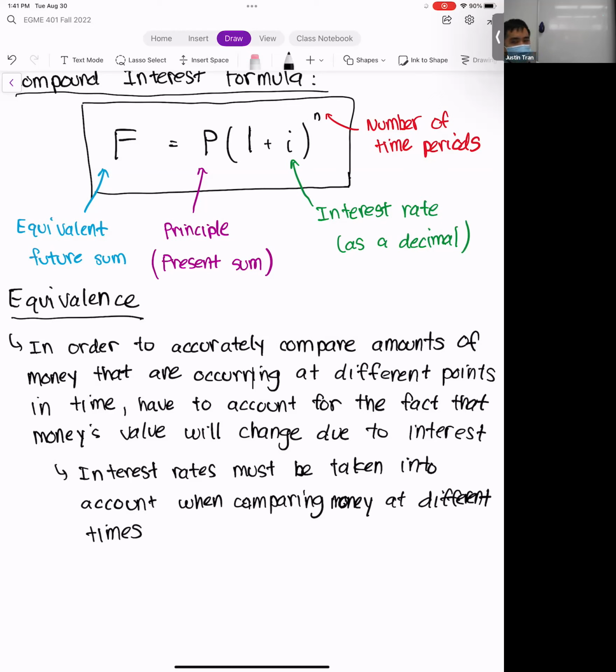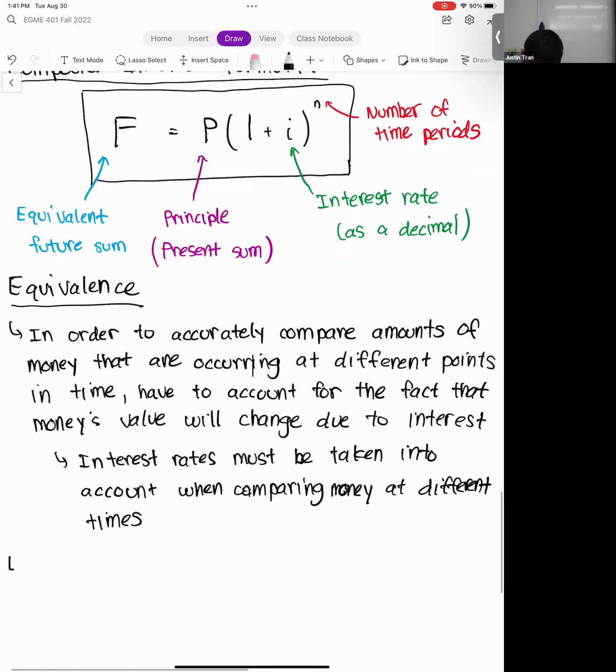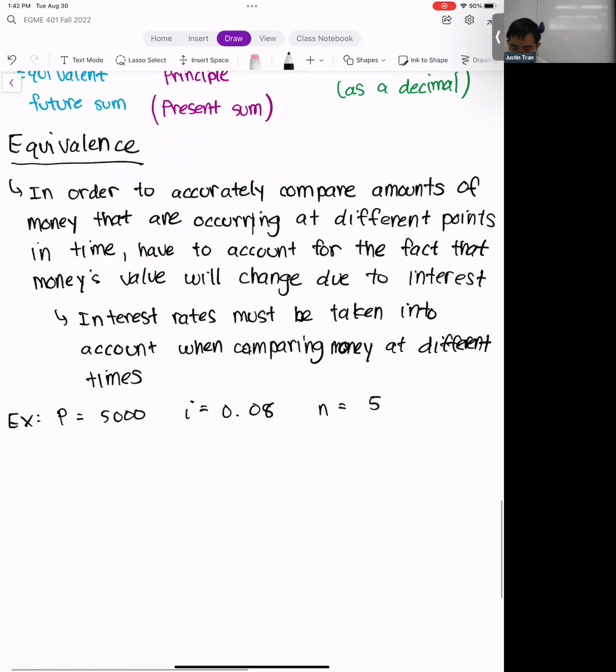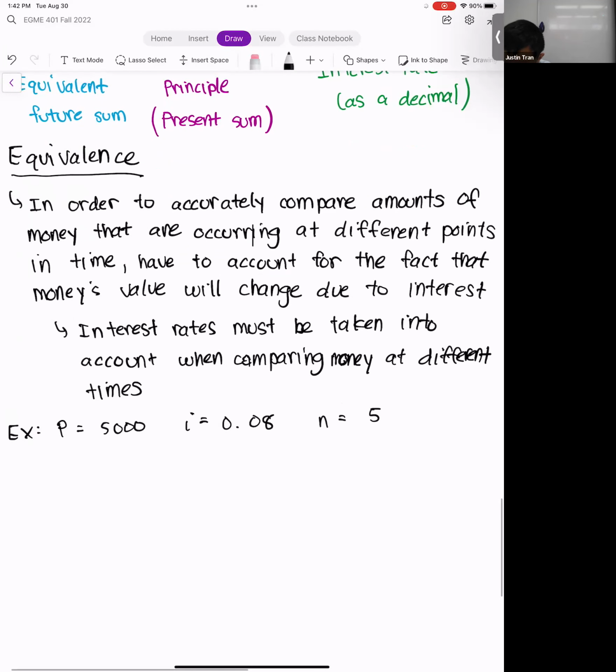So let's use the previous example and let's use the compound interest formula so you can see, first of all, how to use this formula, but second of all, the concept of equivalence. In our previous example, we had a principal amount of $5,000. The I here was 8%, and so in terms of a decimal, this is 0.08. And our N here is 5. Let's go ahead and plug this into the compound interest formula and compute the future equivalent amount.